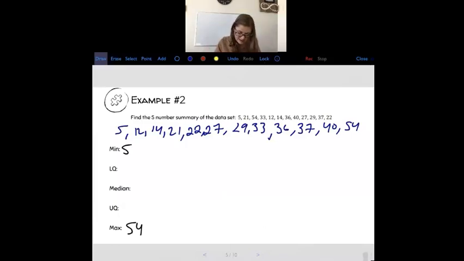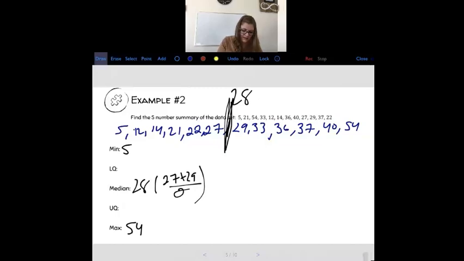Here in this case, the median is in between 27 and 29. So what number is in between 27 and 29? The median here is 28. So this is the middle. Okay, so 28 is our median in this case, and you can also get that by taking 27 plus 29 and dividing it by 2.